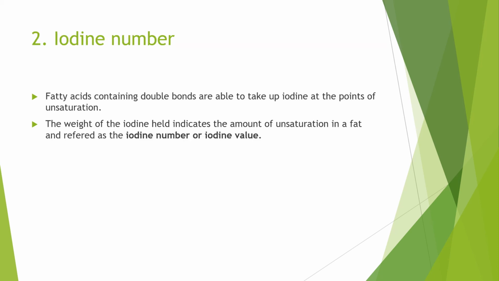Another test is the iodine number, in which the fatty acids containing double bonds are able to take up iodine at the point of unsaturation. So the weight of the iodine held indicates the amount of unsaturation in a fat and is referred to as the iodine number or iodine value. Means if the fat is unsaturated, then it has an ability to take up more iodine.